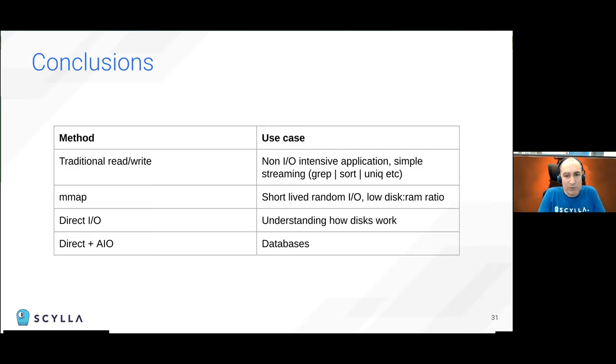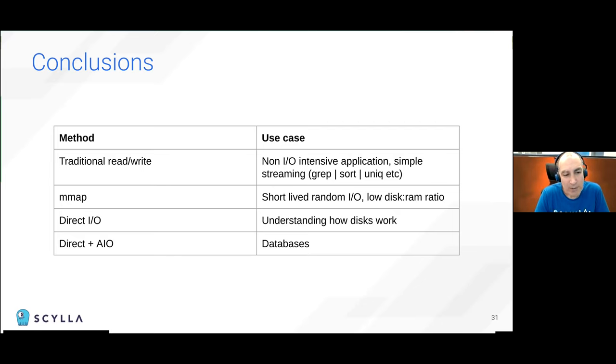So let's have a table to summarize everything. With a traditional read and write, if the application is not IO intensive, and I guess that most applications are not IO intensive, or if you're doing simple streaming, like regular pipeline work in Linux, grep and sort, unique, all of those core utils that we know and love, the simple read and write are excellent, and they're simple and they perform well, and they will work well whether the data is in cache or not. The performance is not stellar, but it's very good. So usually that's the go-to method, even though they date back from the 70s.